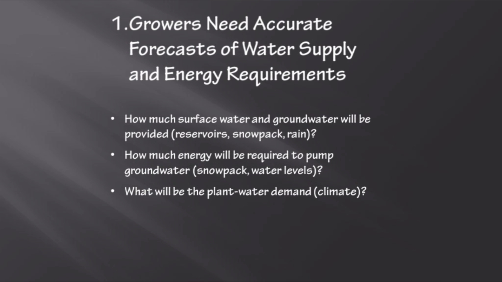So the first aspect of this problem is that growers need accurate forecasts for water supply and energy requirements. So the questions here are, how much surface water and groundwater will be provided? How much snowpack, how much water is going to be delivered to their farms in the form of stream surface water flows, and then how much supplementary groundwater pumping is going to be required, which then allows them to predict how much energy demand they're going to have. And then the last part is, what will be the plant water demand? What's the climate going to be like? Then they will know how much water they're going to need to produce the plants.